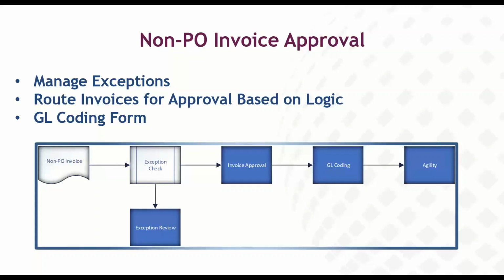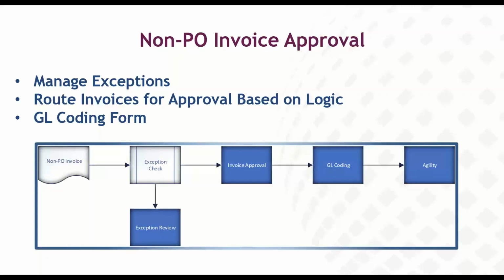Clearly managing exceptions, just like the PO side. And then routing those invoices similarly based on logic, right? Who needs to take a look at those? Who's assigned to the vendor in Agility? Well, we're going to pass those invoices on to that individual for review.